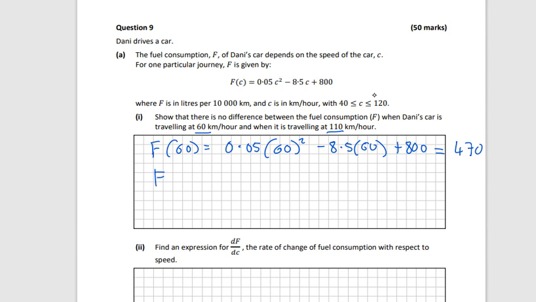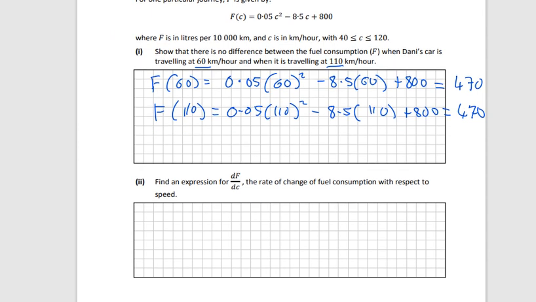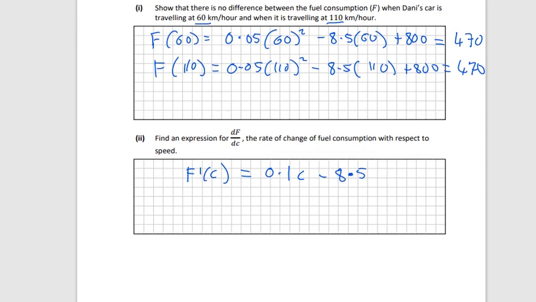And then we find f of 110. We do the same thing: 0.05 times 110 squared minus 8.5 times 110 plus 800 equals 470. And that's all. Find an expression for df/dc, so that's just the differential of the top. So it's the same as f dash c. That will just give us 2 multiplied by 0.05, which is 0.1c minus 8.5. And that's all.